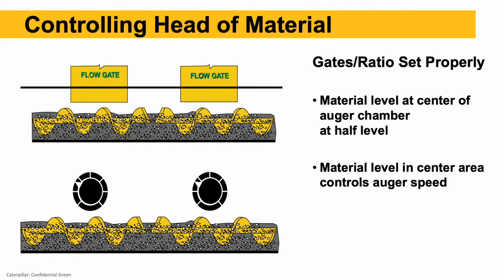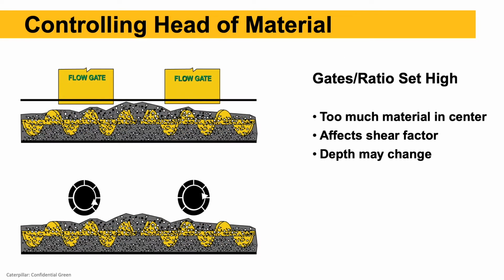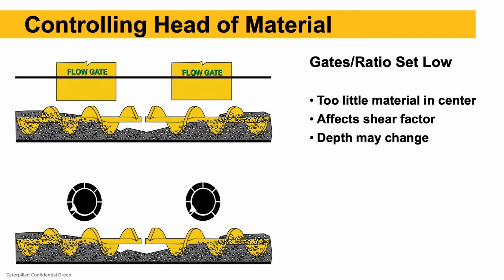So controlling head of material with the ratio dials on the bottom there, or the flow gates on the top, is just controlling the amount of mix that comes back to the center of the screed. If the ratio dials are set too high or the flow gates are set too high, we get too much mix back there, and our depth is most likely going to increase. If we don't get enough mix back there, because the flow gates are too low, choking it down, or the ratio dials are too low, the screed wants to drop.